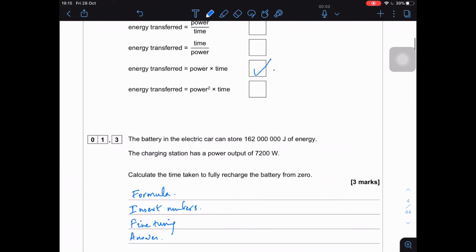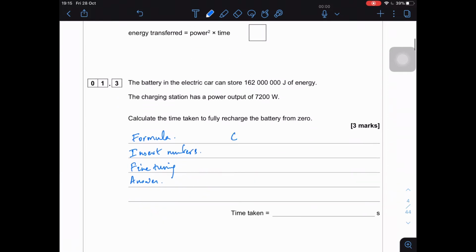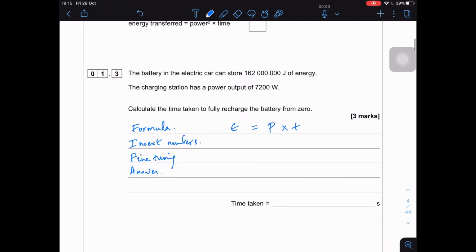So here the first thing you need to do is write the formula down. Energy is power times time. I got it from the previous one, which we already solved. Again, this is something you need to know. Insert the numbers: E for energy, and the unit you need to know is joules. What is the power? 7200 watt, times time. What's the time? We need to find out time.